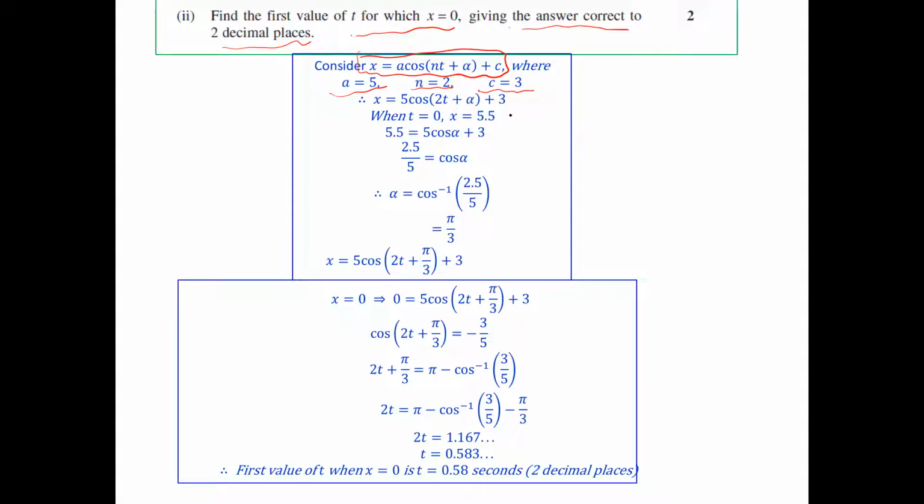When t is 0, x is 5.5, substitute to find alpha. Find the equation, then substitute x equals 0 and solve for t. Don't forget that the answer is to 2 decimal places. So the answer is t equals 0.58.